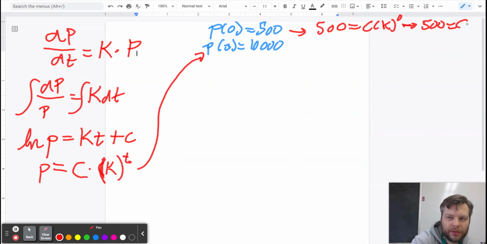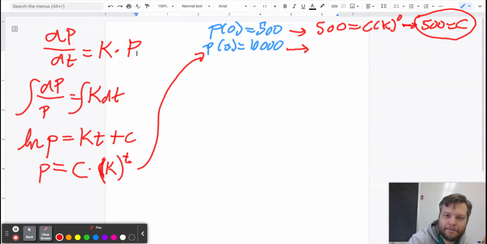This is just like back in algebra 1 or algebra 2, where you set up an exponential model according to those conditions. It's basically the same problem now. We just are dressing it up as if it's a differential equation. P of 3 equals 10,000 would look like 10,000 equals, now we know the C value, 500 times K to the third power.